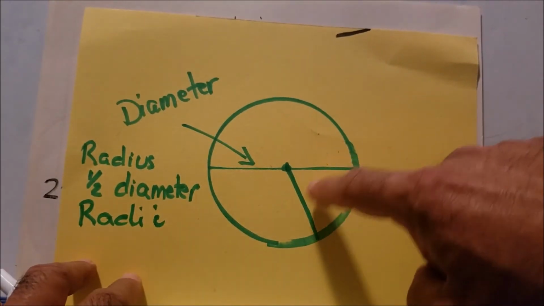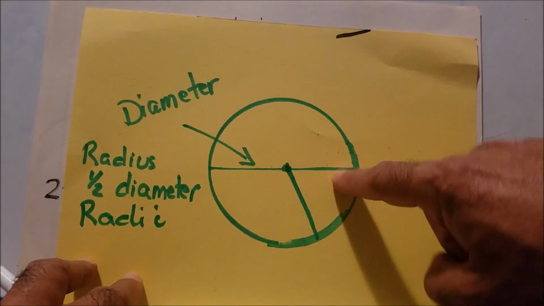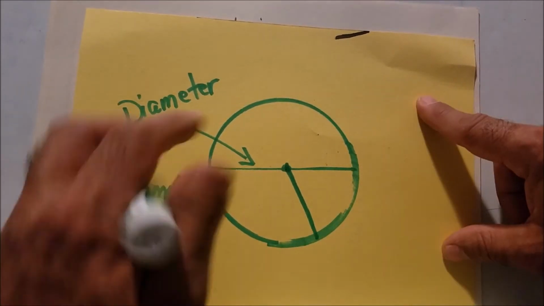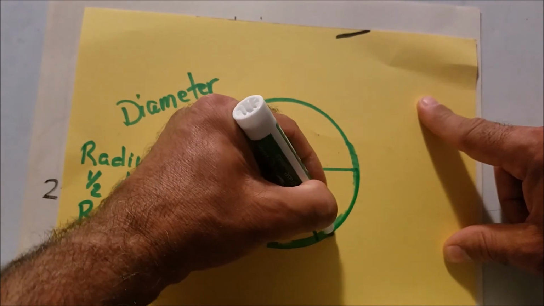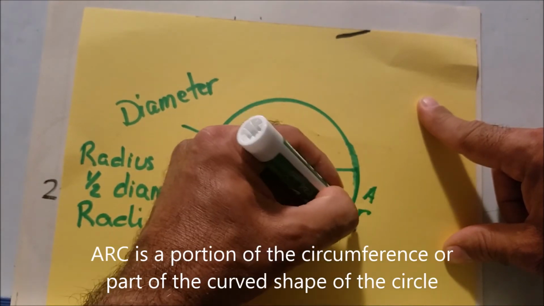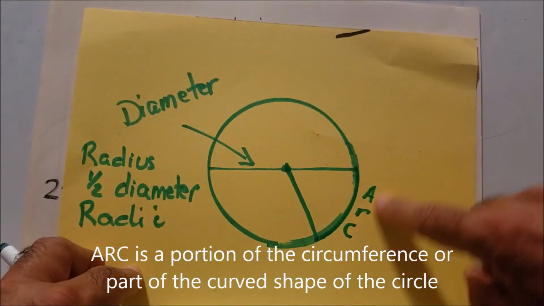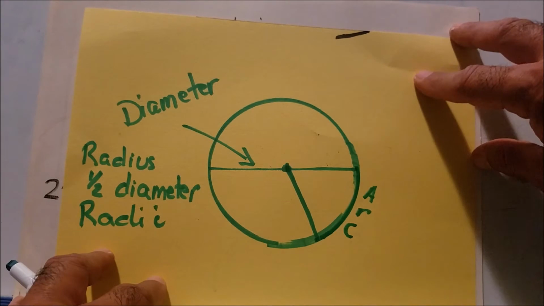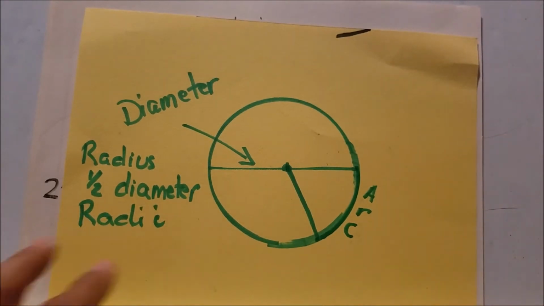When you have a radius and another radius, and they have an arc, this is the arc. An arc is the length of part of the curve. That's the arc. Also, not in this video, but we'll go over arc length in other videos about circles.